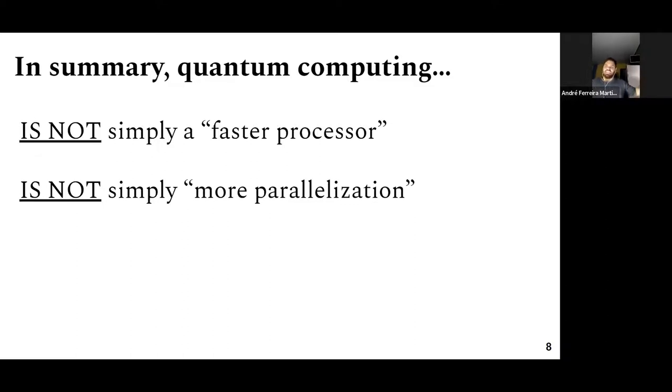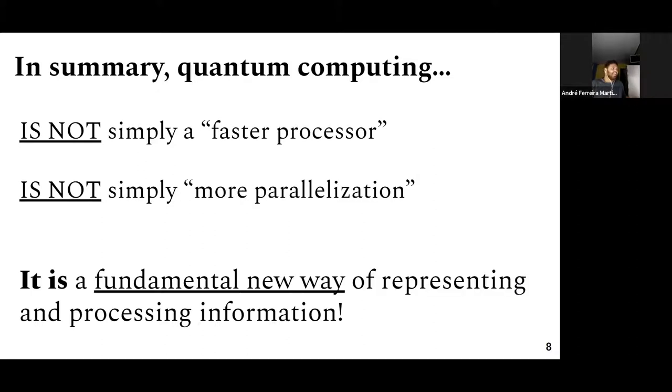This could be the case, okay? We could have faster algorithms with quantum computing, but that's not exactly the end goal every time. The end goal, and what quantum computing actually is, is a fundamentally new way of doing computation, of representing and processing information. It's new, it's fundamentally different from classical computing. Not necessarily faster, but different and hopefully better in some ways, okay? Not necessarily speed, but in some ways.